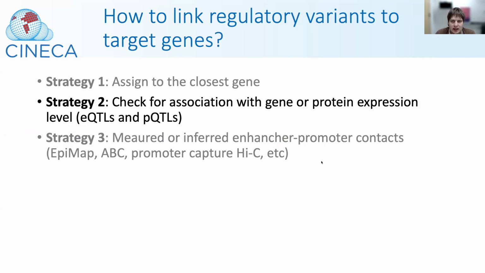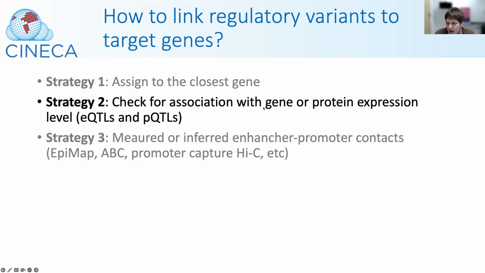So how do we link these regulatory variants identified in a GWAS study to their target genes, the causal genes that lead to disease, for example? The simplest one is you would assign each variant to the gene closest to it, and that's typically done in the plots, but it's not always accurate.